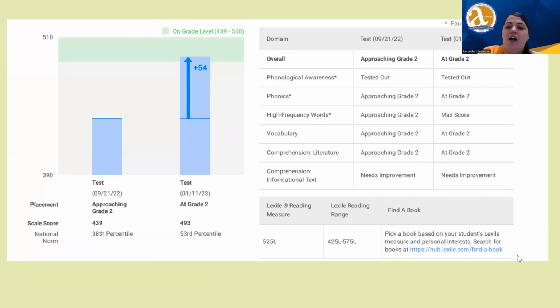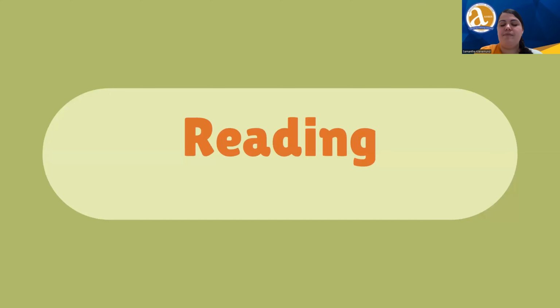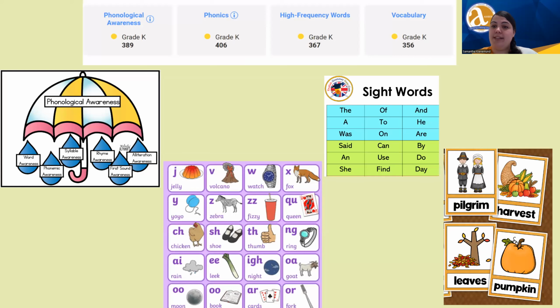So here's an example of a reading report, and we're going to come back to this as well. But some things I'm noticing here are the growth from one test to another and the different domains. Now, before we really dive into how to read this report, I want to go through each of the domains for reading and math so we can understand what each of these domains are representing. So reading. Reading has 6 different domains.